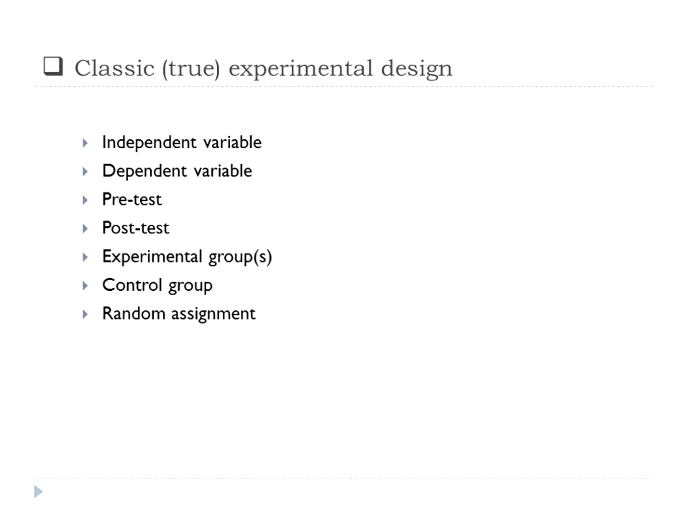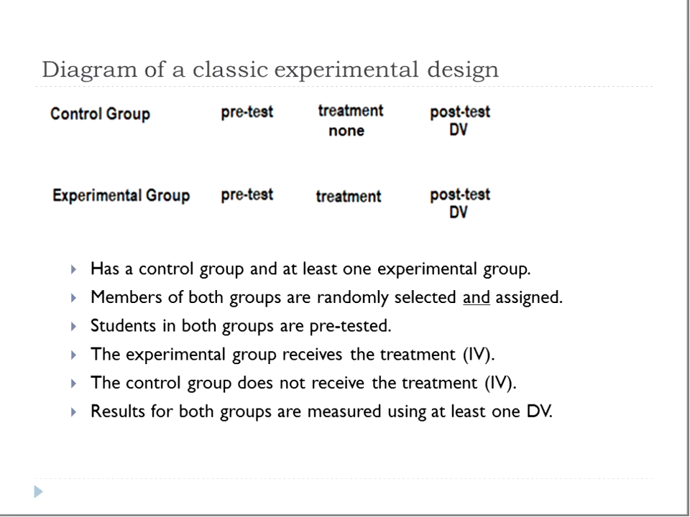You have to have experimental groups. You can have 1, you can have 2, you can have 3. Most people have a control group that doesn't get the treatment and an experimental group that does get the treatment. And you have to have random assignment. Let's talk a little bit more about those. Here's the diagram. This is just another way of looking at it to help you understand.